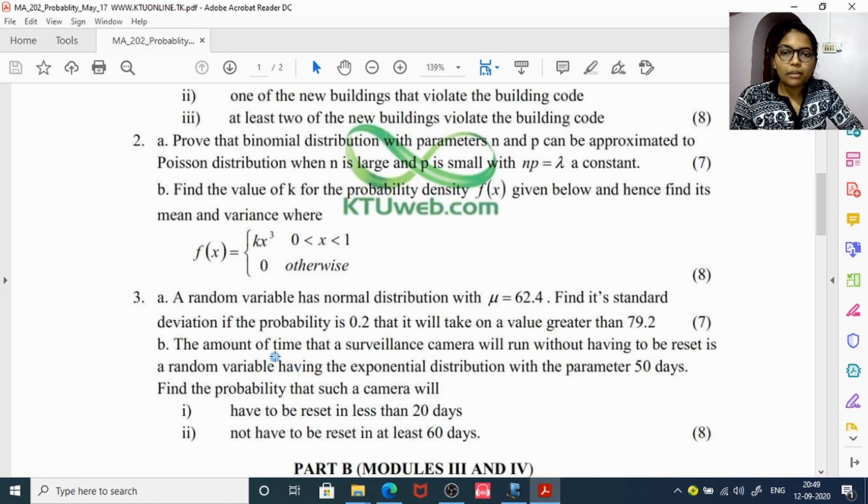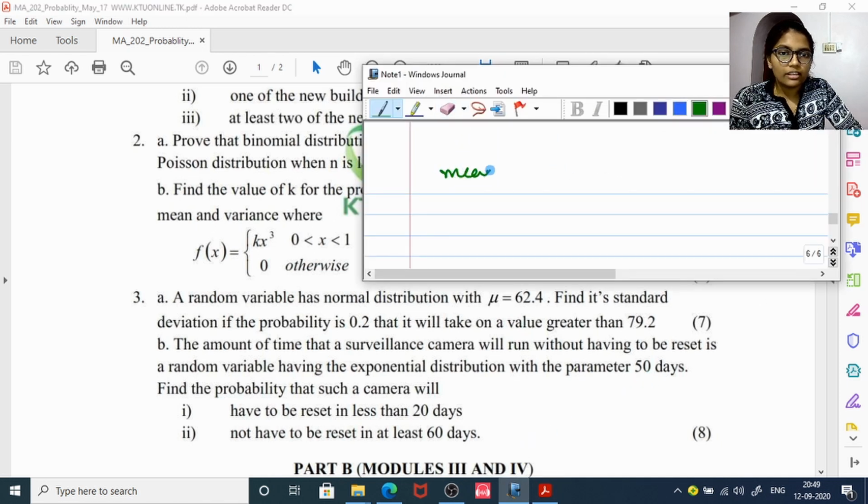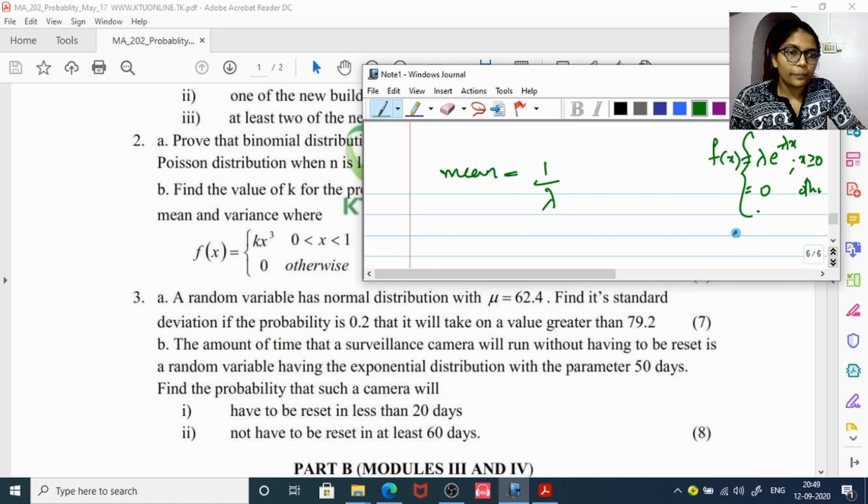Next question is, the amount of time that a surveillance camera will run without having to be reset is a random variable having the exponential distribution with the parameter 50 days. Parameter means this is actually the mean, okay? Copying down, mean is given, mean is actually 1 by lambda. For exponential distribution, f of x equal to lambda e raised to minus lambda x for x greater than or equal to 0, and otherwise it is 0. So this is the PDF for exponential distribution.